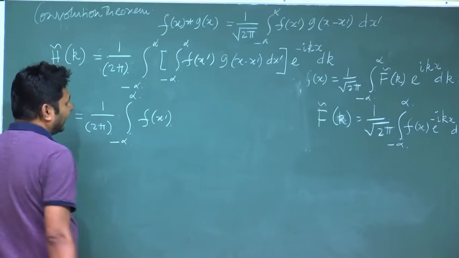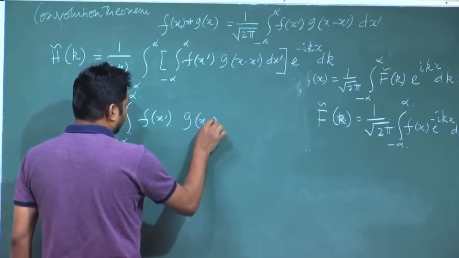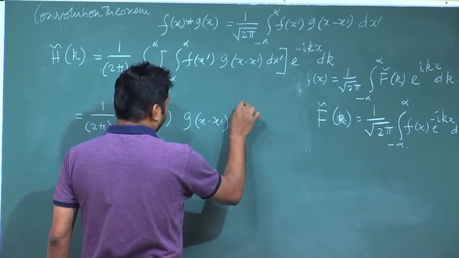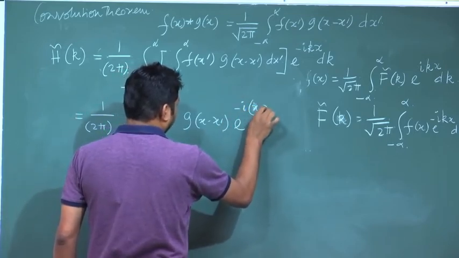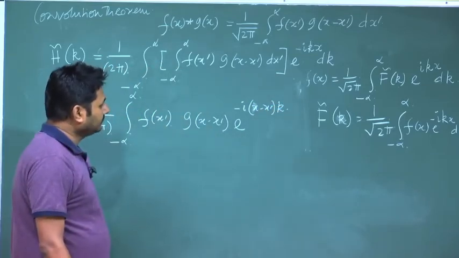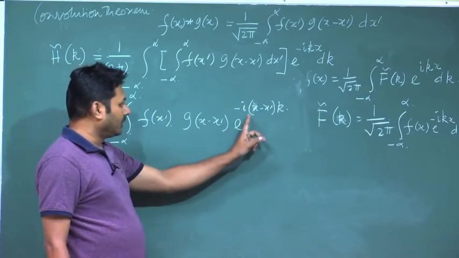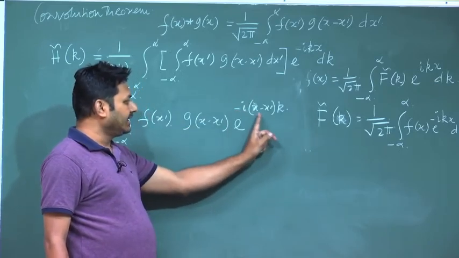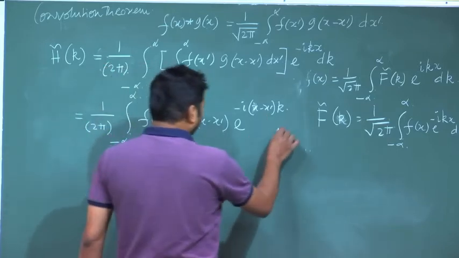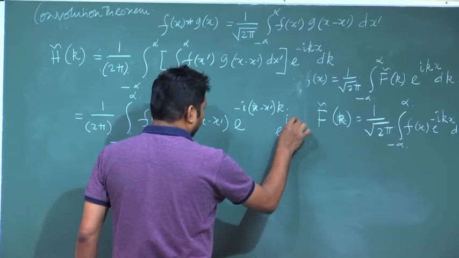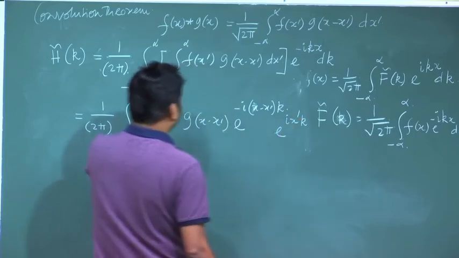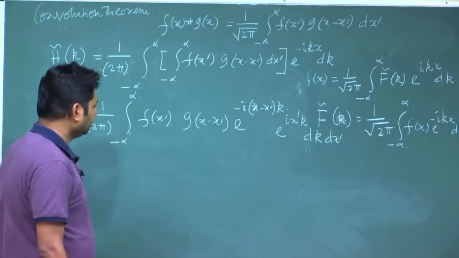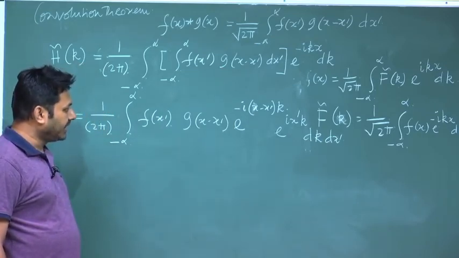F of x prime I take in this way, g of x minus x prime, e to the power of minus i times x minus x prime, k. So, I take minus i k x here and an additional minus i k x prime here. So, I need to return back this extra term, which is i x prime k, with integration dk dx prime, fine.